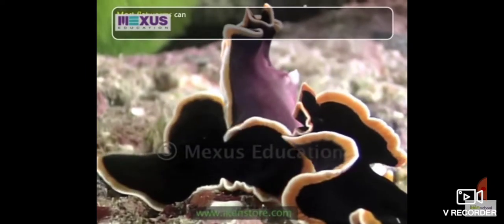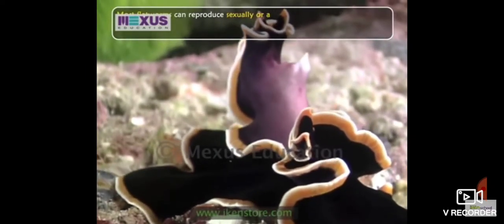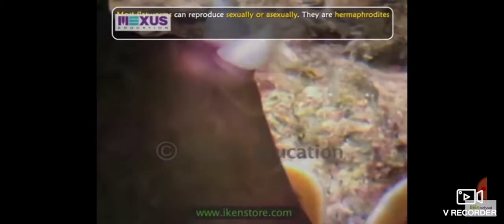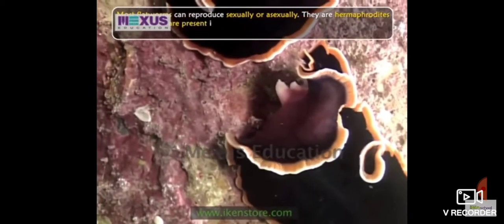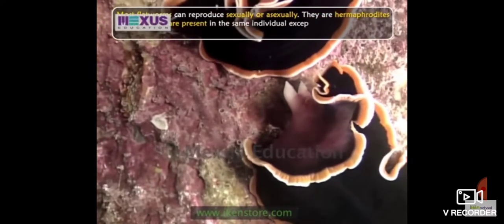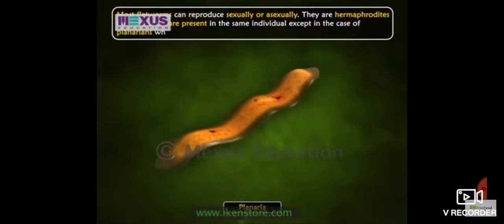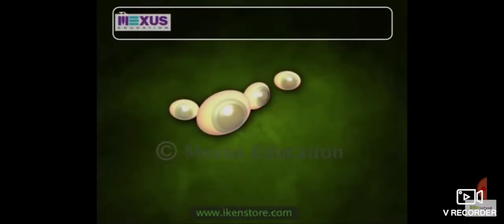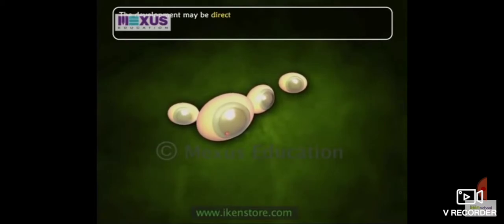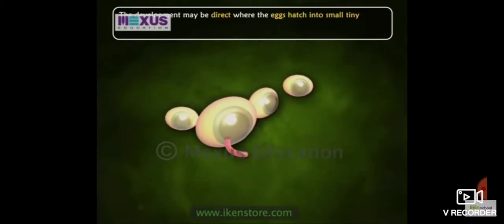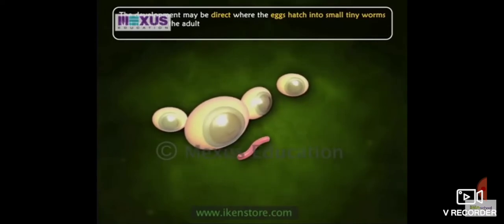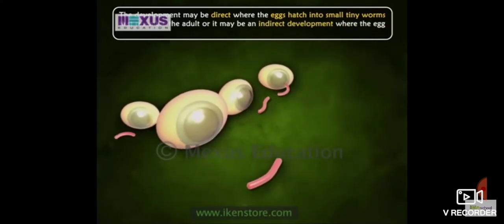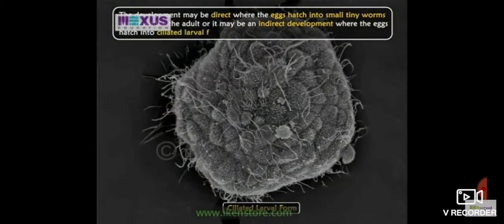Most flatworms can reproduce sexually or asexually. They are hermaphrodites, that is, both sexes are present in the same individual, except in the case of planarians, which are monoecious. The development may be direct, where eggs hatch into small tiny worms that resemble the adult, or it may be an indirect development, where the eggs hatch into ciliated larval forms.